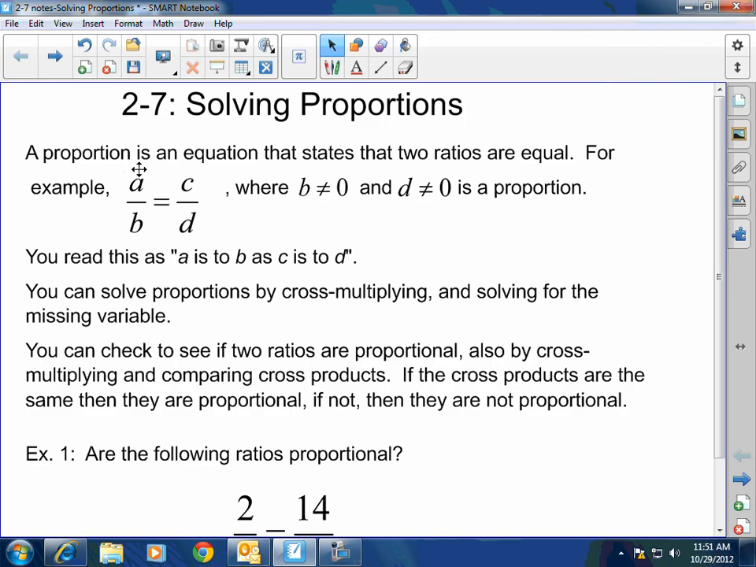Why is it important that B and D are not equal to 0? Sir. Because then they would be undefined. Very good, son. Very good.